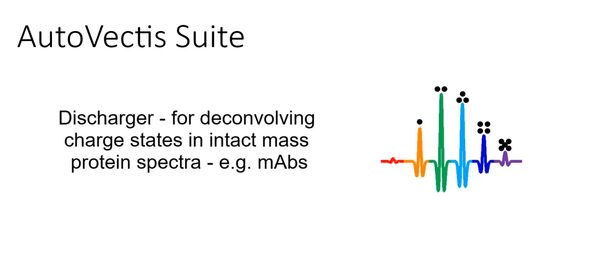Discharger is our new tool, still in the beta stage, that can be used to deconvolve intact mass protein spectra, such as for intact monoclonal antibody analysis. So if you're an existing AutoVector user and you'd like to try out the new Discharger capability, please get in touch and we can supply you with an upgrade that includes it and that will continue to work with your current license. We'd really like to get your feedback so we can develop the tool to best meet your requirements.